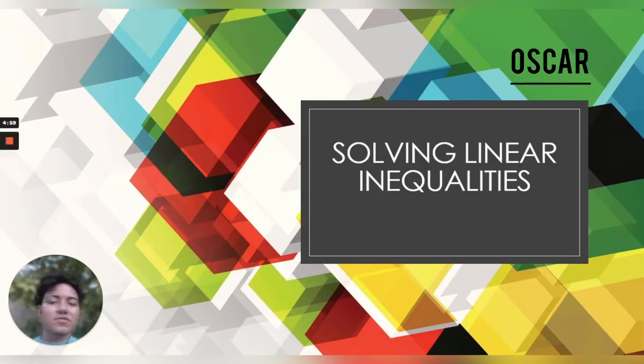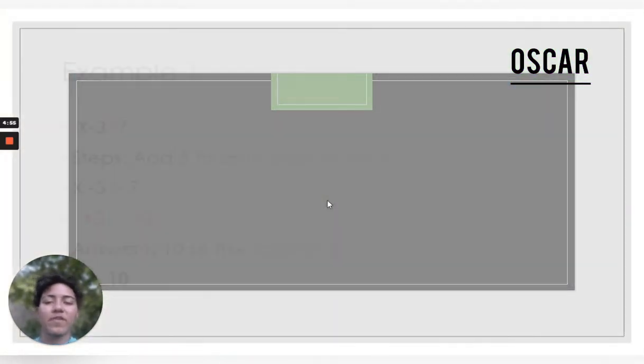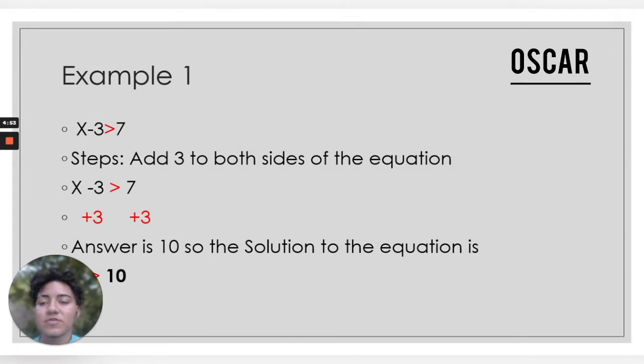Hello there, my name is Oscar Castro and I will be showing you how to solve linear inequalities. So for my first example, it's x - 3 > 7. So to solve this, we need to add 3 to both sides of the equation. So the -3 and the +3 will cancel, leaving us with x > 10, because when you add the 3 to the 7, it will give you 10.